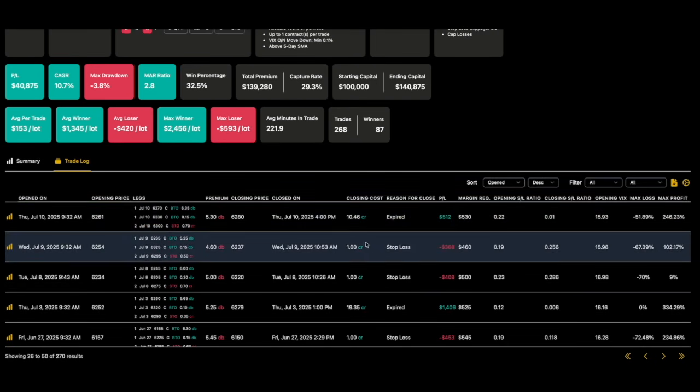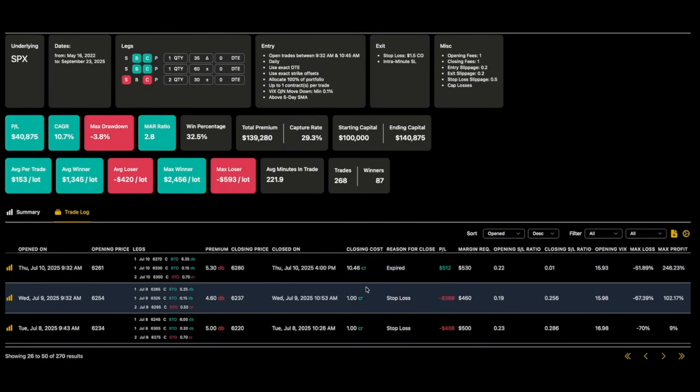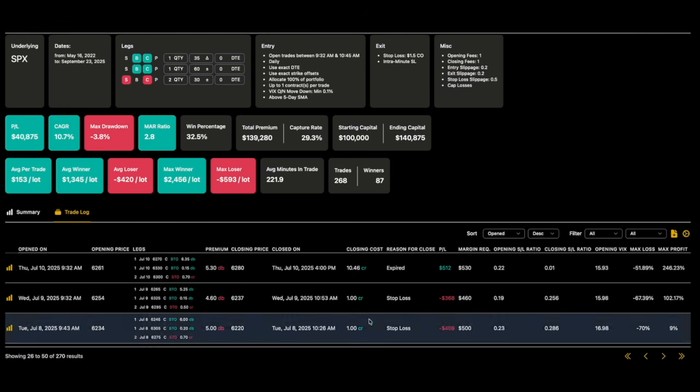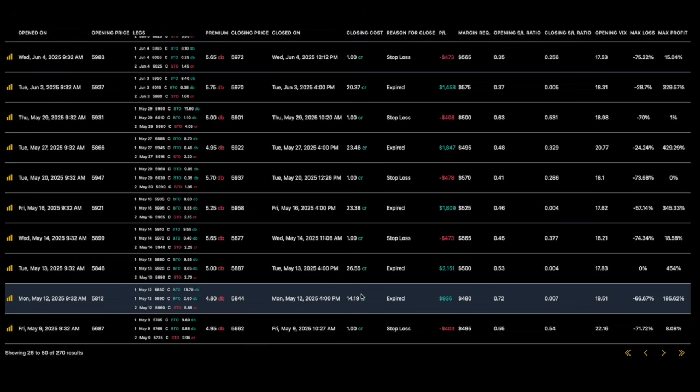Honestly, it's not bad. And what's interesting is your losers, you're getting out at $1.50. Now, why does it have $1 when I just said that the stop loss is $1.50? Well, we've got 50 cents stop loss slippage and those losses are capped. So it's basically always going to get you out at $1 on the stop loss.